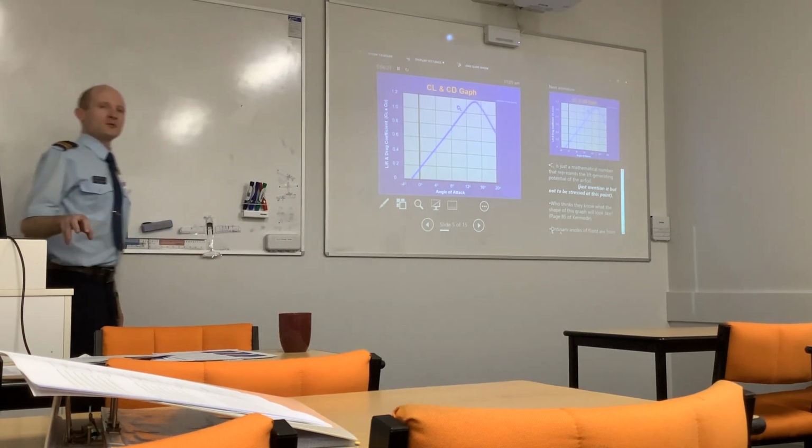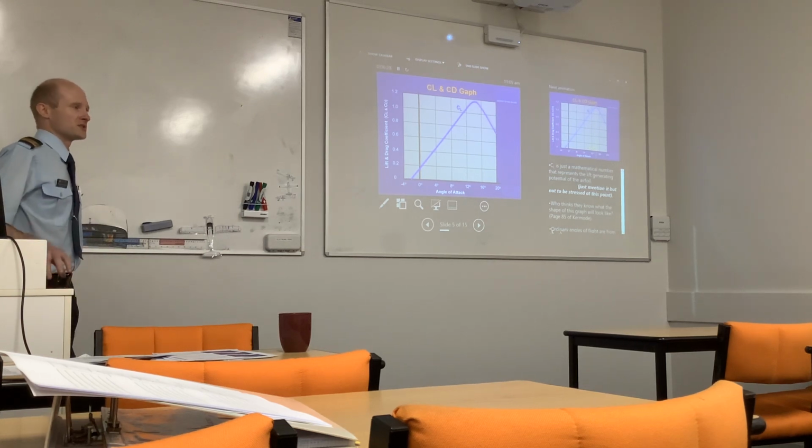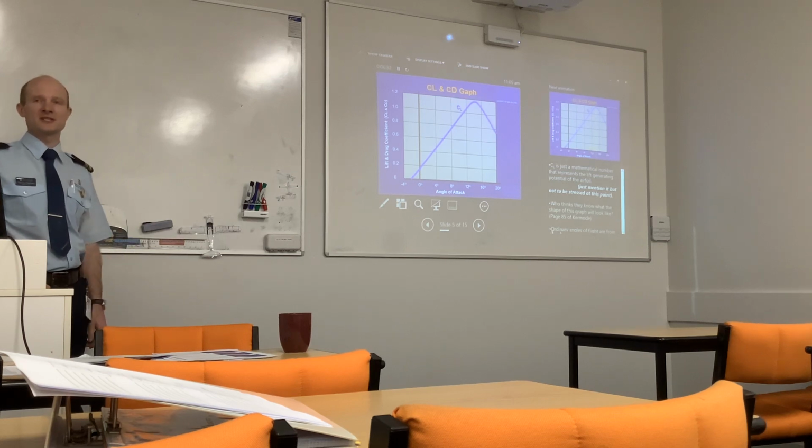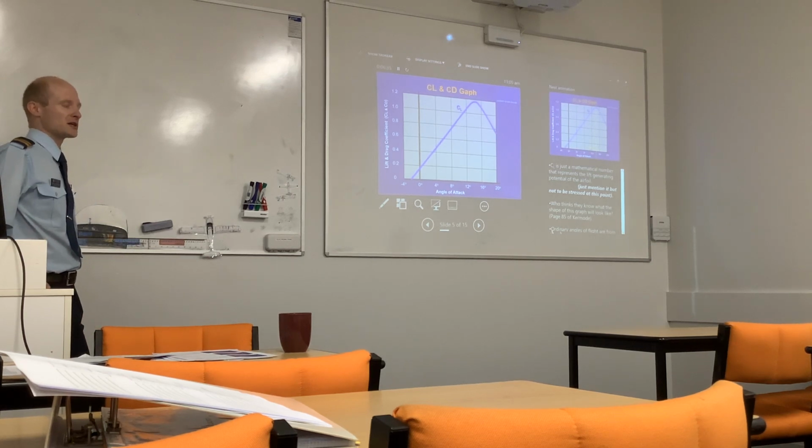So the reason I went through that is because you need to be careful with how they reply to that. Make sure they do actually have a clear understanding of what's happening to lift there as you get closer to the stall.